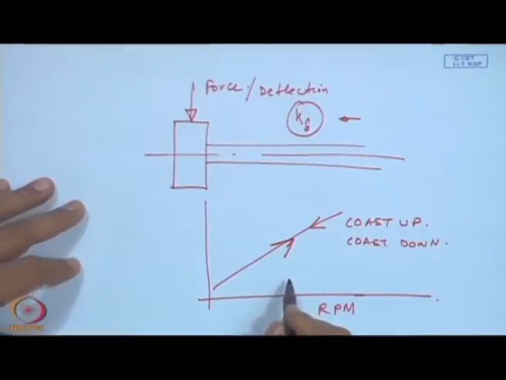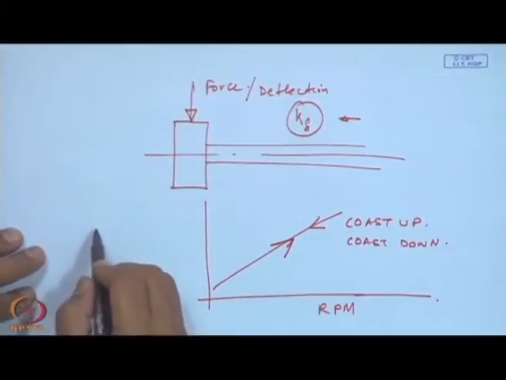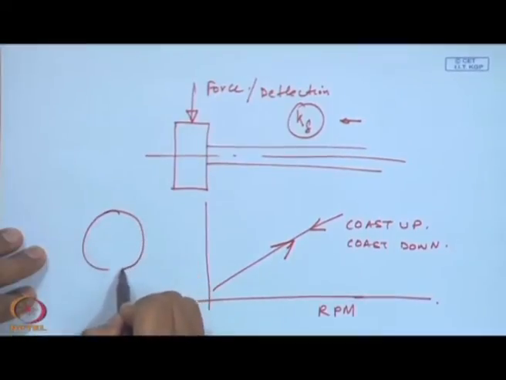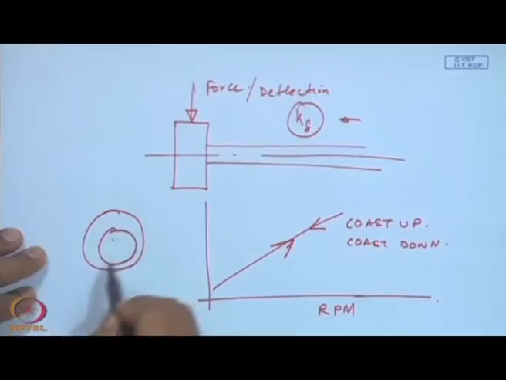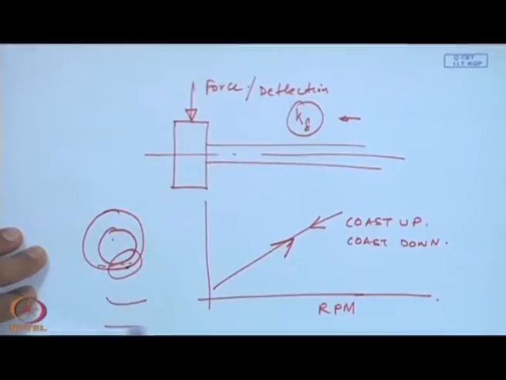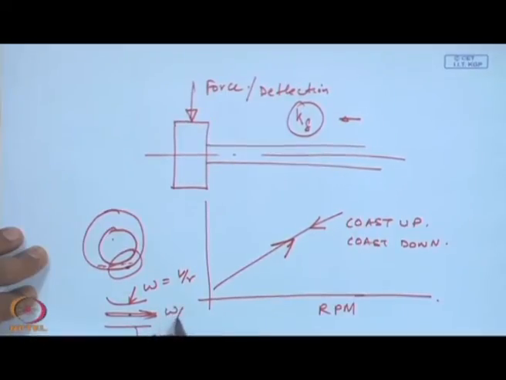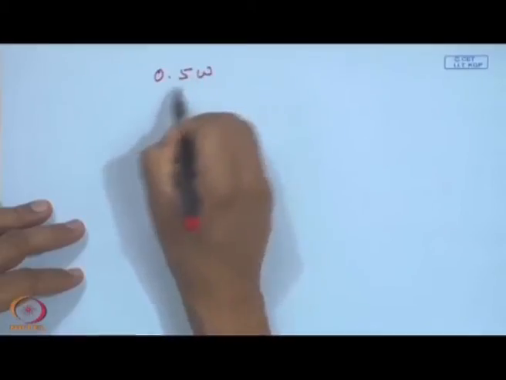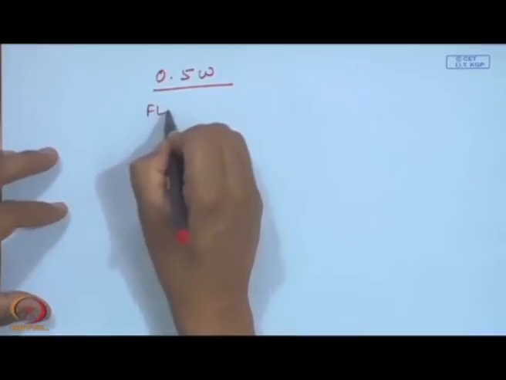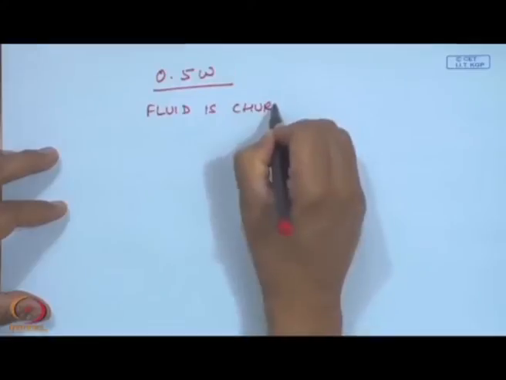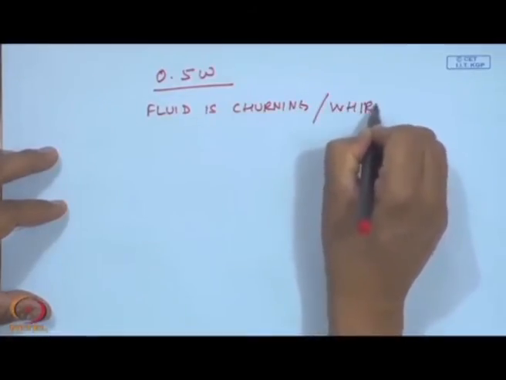Particularly in the case of the journal bearing, a very important thing happens. In this journal bearing, if you enlarge this, one surface is at rest and the other is moving at a speed of omega, so a linear speed of v by r. There will be a point wherein the entire film in the middle will be having a speed of omega by 2. So, this fluid in the wedge is theoretically moving at a frequency of 0.5 omega, or the fluid is churning, or whirling, at a speed of 0.5 omega.